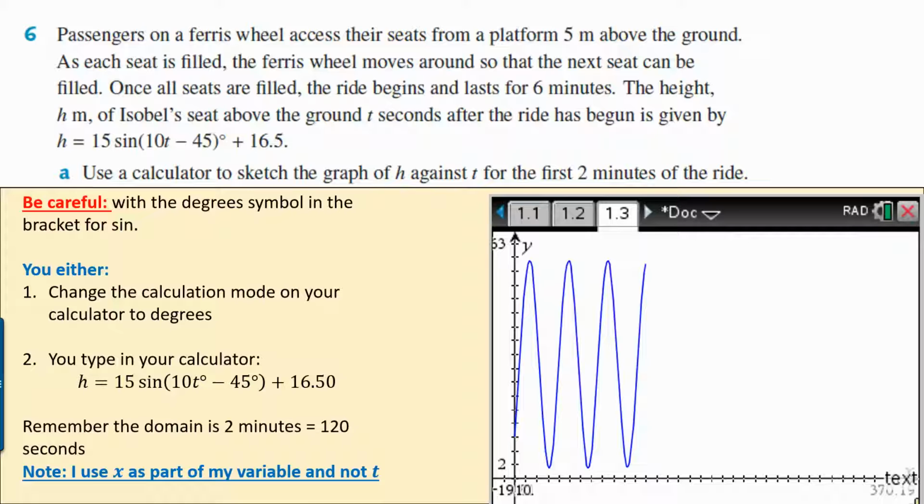Okay, so once you sketch it, pretty cool. Part A is pretty straightforward. You're like, that wasn't hard, sir. I'm like, yeah, that was the hardest part. Everything else is going to be straightforward.